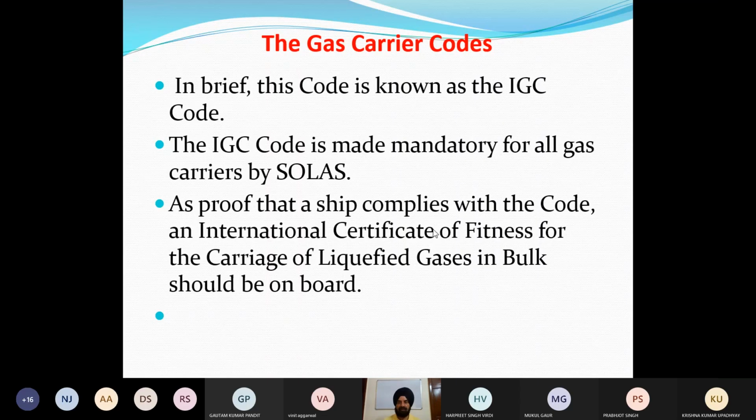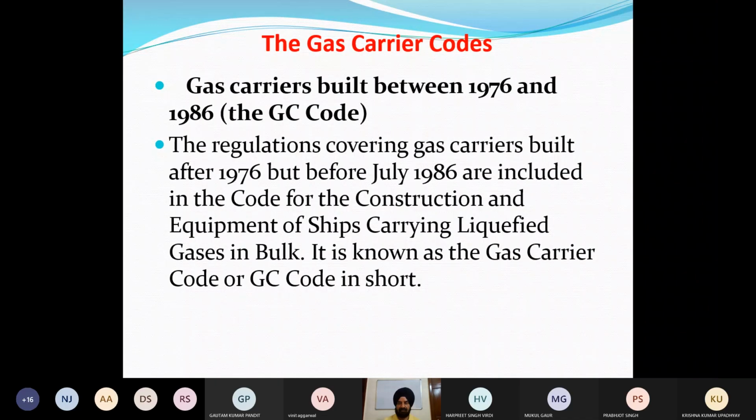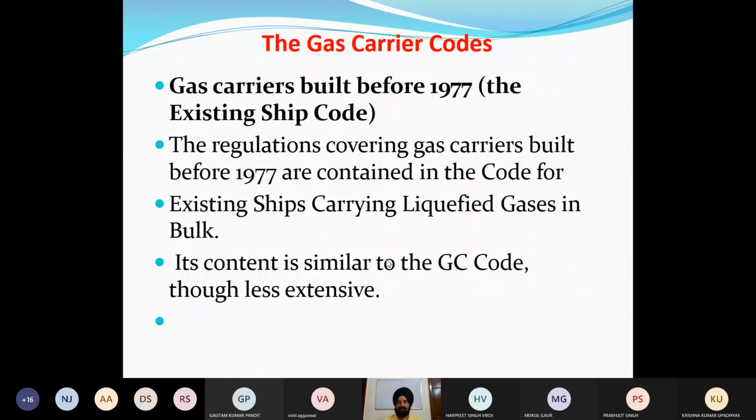Now, gas carriers built between 76 and 86, these were the older ships, covered under what we call the GC code. The IGC code, in those days, was called the GC code. So whether the ship is complying with GC or IGC, the certificate of fitness will be slightly different.